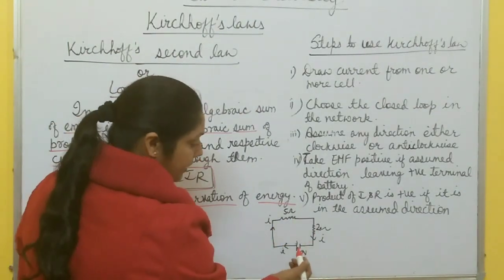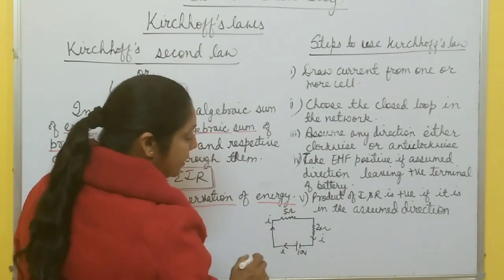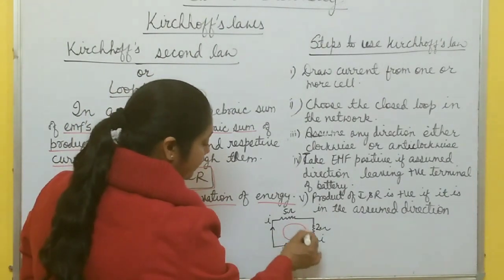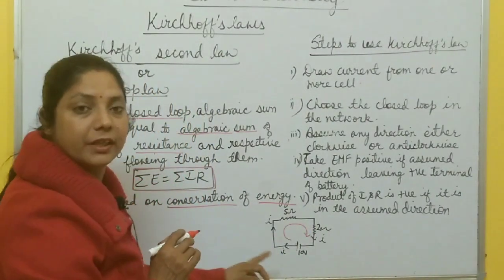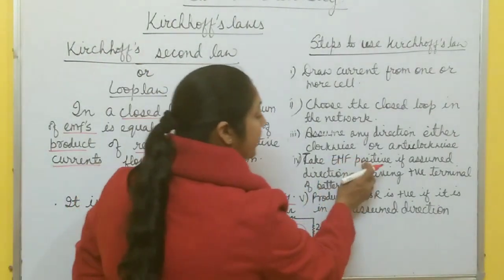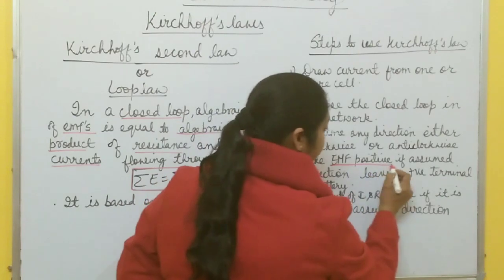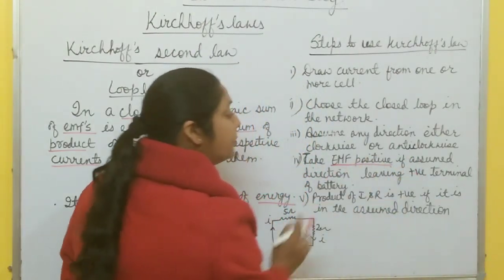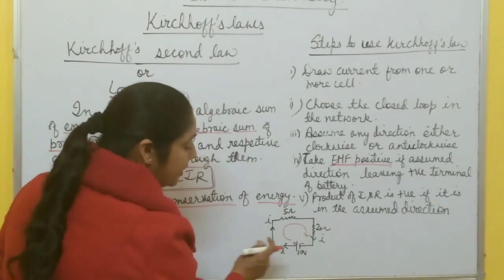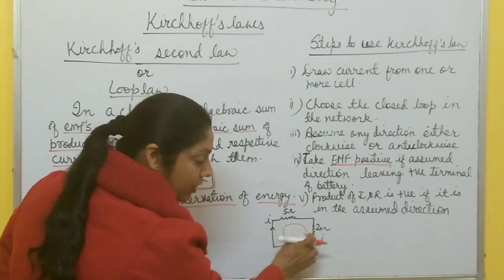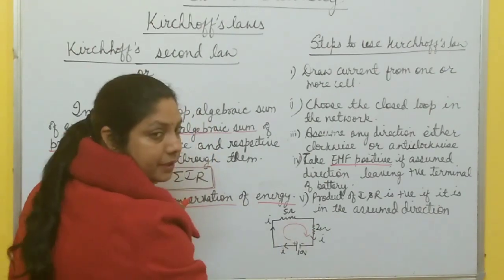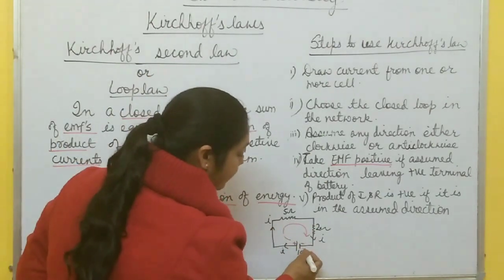Suppose this is a circuit, one cell is there, 2 resistors are there, and in this circuit, after drawing the currents through the cell, suppose I choose one direction. Here I have taken the positive direction. Now after choosing the assumed direction, take EMF positive if the assumed direction is leaving the positive terminal of the battery. Here this one is the positive terminal, this one is the negative terminal. So the assumed direction is this one, clockwise. It is leaving the positive terminal of the battery. So you have to take this EMF positive.